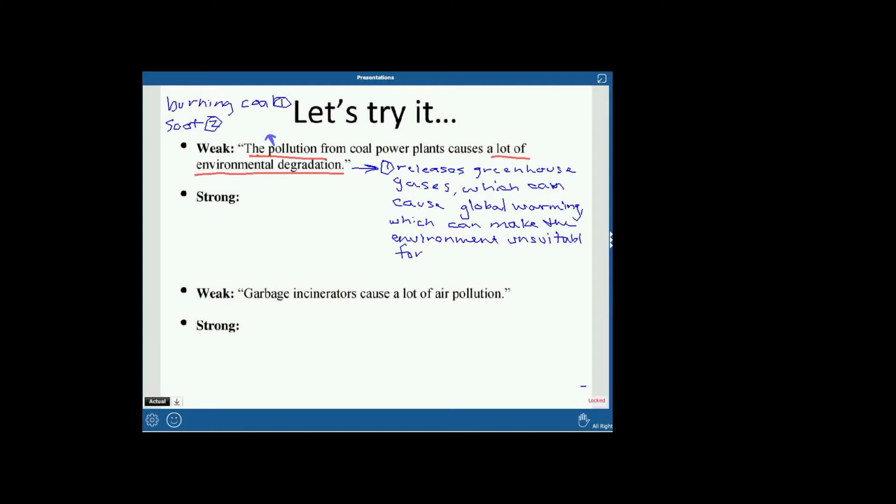For the current occupants. Now let's see what Savannah wrote. The CO2 that's released from the production of energy in coal power plants causes global warming due to the CO2 being a greenhouse gas. Yes. This greenhouse gas contributes to the warming of the environment, which can lead to higher temperatures, which can harm animals and plants that only grow at certain temperatures.